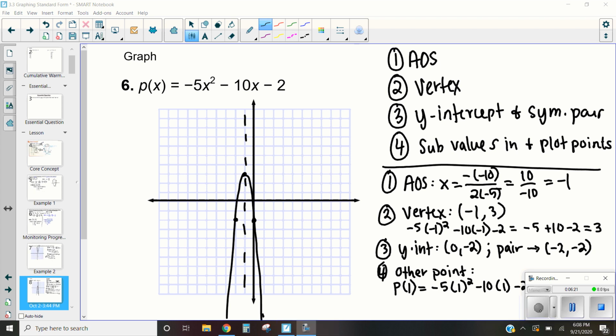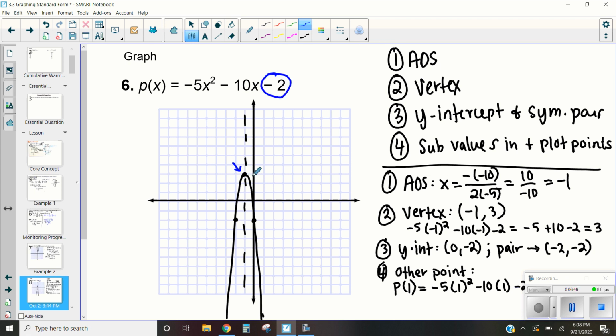Okay, hopefully you've had a chance to get this graphed on your own. We want to follow these 4 steps. So I found my axis of symmetry and it ended up being x = -1. Then I found my vertex by substituting -1 into my equation here. And I got that my vertex was (-1, 3). So that's this point that got graphed right here. That's my vertex.